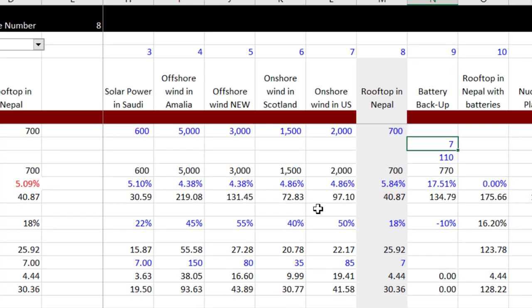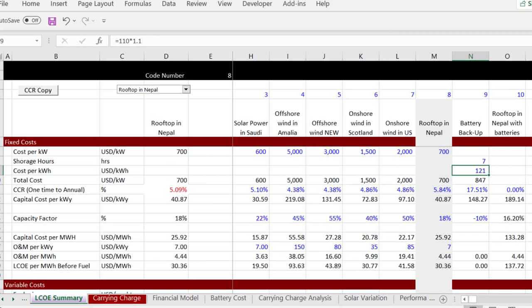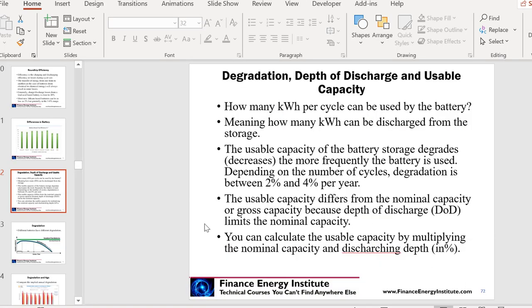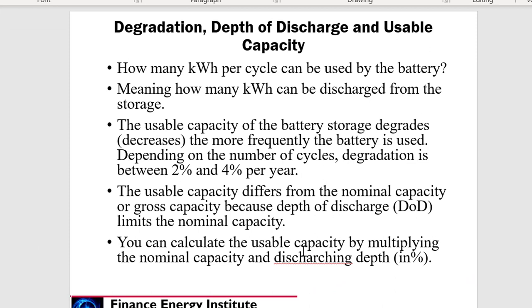So if we need 6-7 hours, and we have 7 hours of sunlight, and the cost is 110, what we'd have to do is put 110 times 1.1 or 1.2, depending on the depth of discharge. If we can't go down, let's put 1.1. We need an extra amount of capacity. So we've got to pay for the capacity we don't use. So that's how I'll reflect that one. And I hope you can see how you can start reflecting all this stuff in the thing.